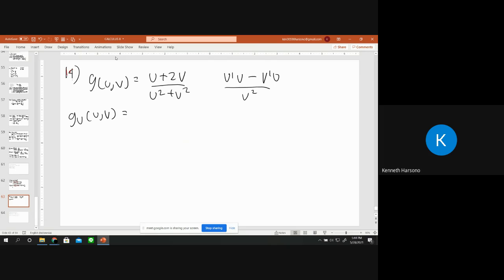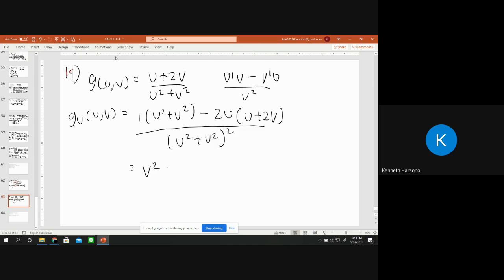So you can derive this one in respect with U, so this is just 1 times U squared plus V squared minus 2U, derive this one, times U plus 2V over U squared plus V squared squared. And you can simplify this one by V squared minus 4UV, this one, minus U squared, all over U squared plus V squared squared. I think it's same, yes.